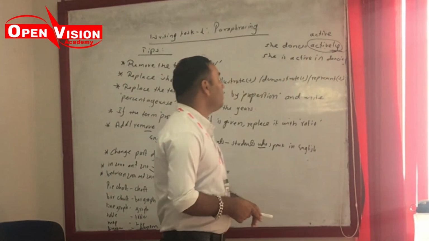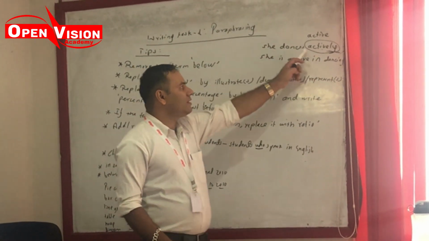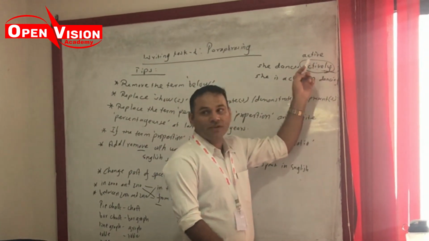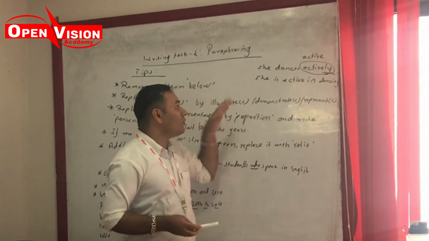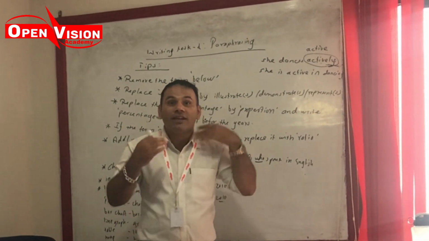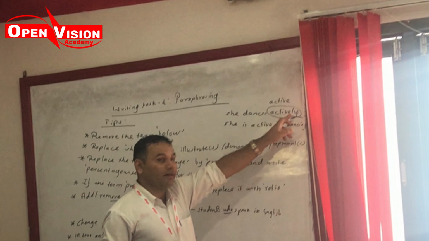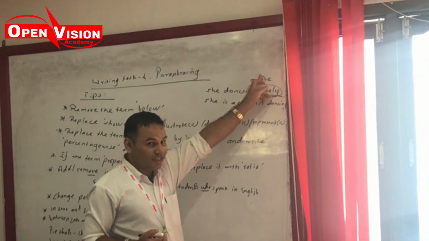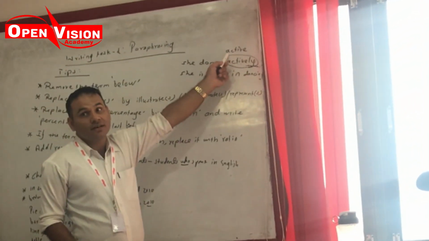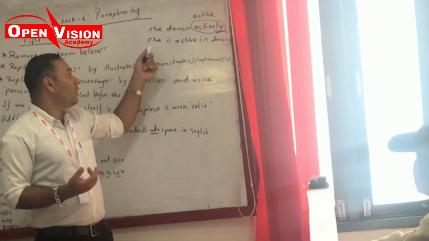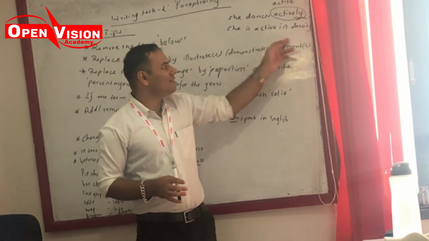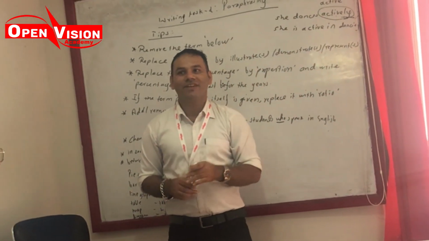For example, "she dances actively". Actively is an adverb. In the place of actively you can use the term active. Then how do you change it? If you write "she dances active", the sentence is not grammatically correct, so make the sentence grammatically correct. What you have to write is "she is active in dancing". In this way the sentence is automatically paraphrased. This is a very easy way.